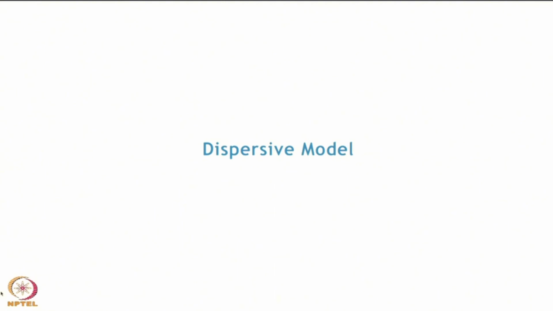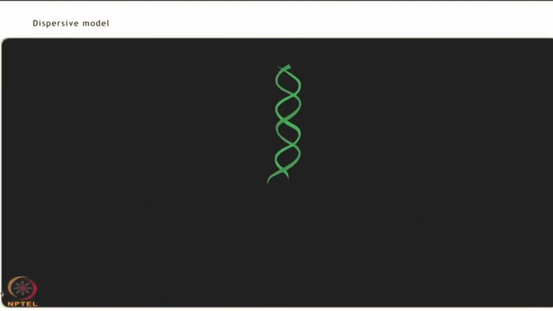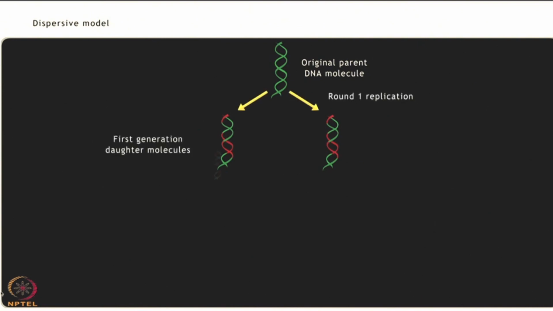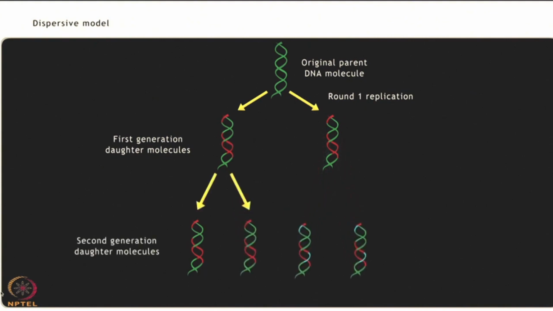The dispersive model of DNA replication hypothesizes that the parental DNA molecule is cleaved into smaller double-stranded DNA segments which serve as a template for synthesis of new DNA strands. The segments then reassemble into completed DNA double helices with parental and daughter DNA segments interspersed. The content of parental DNA in the double helix goes on decreasing with each generation.